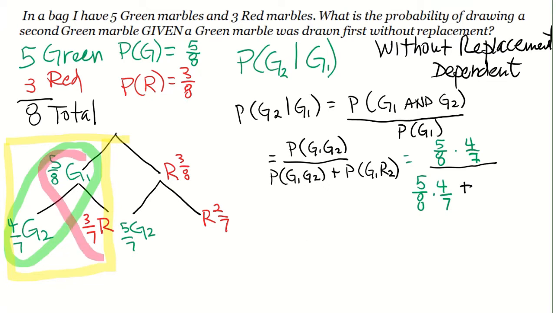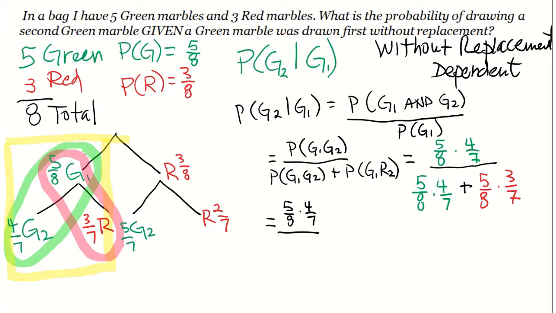So that is this probability. So that is going to be 5/8 times 3/7. And now the next thing we need to do is just some algebra and move things around to finish solving for our problem. We've got 5/8 times 4/7 on the top.